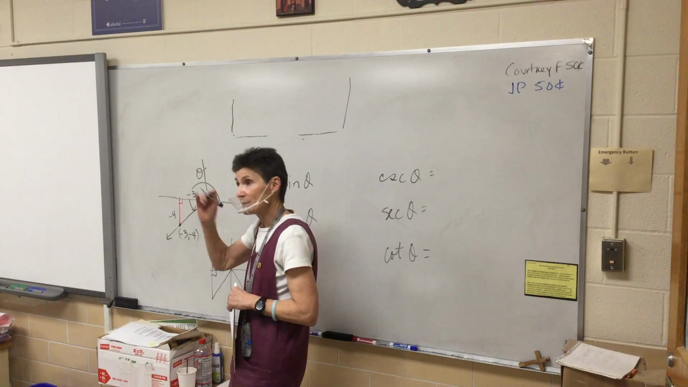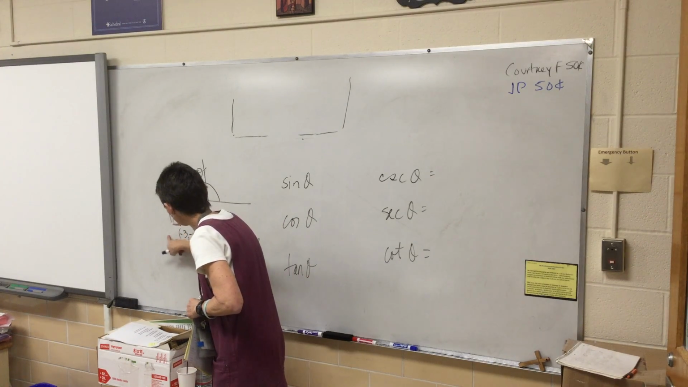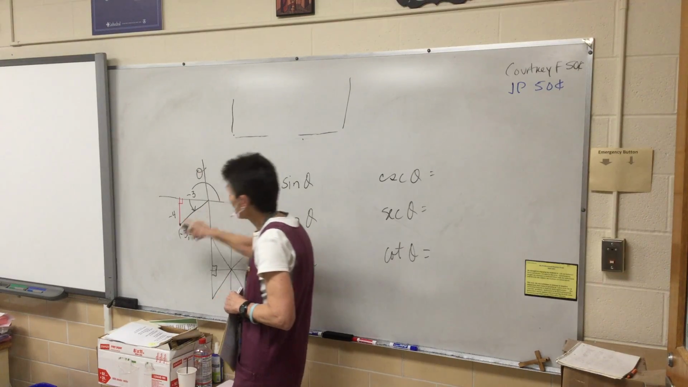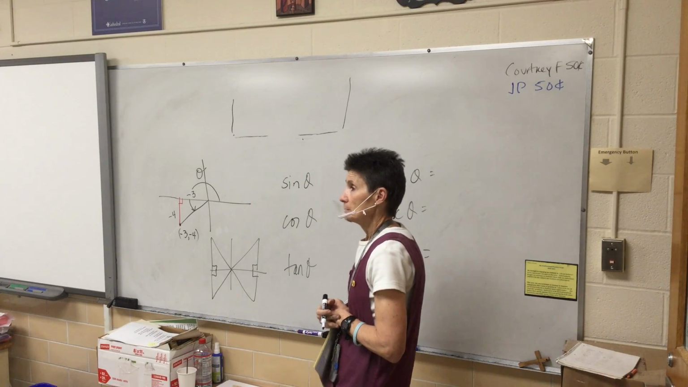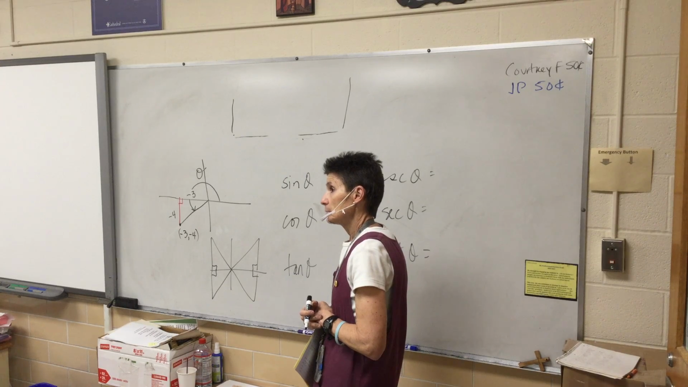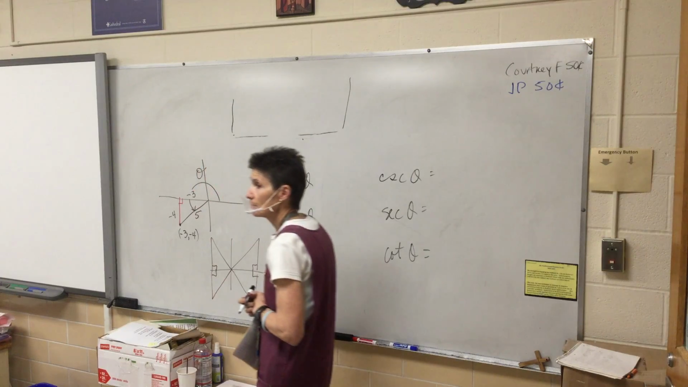Now, doing the Pythagorean theorem, I can find my hypotenuse. I'm ignoring that. I dropped my perpendicular from that point. How long will my hypotenuse be? Do your Pythagorean theorem. Five? Yeah. 9 plus 16?